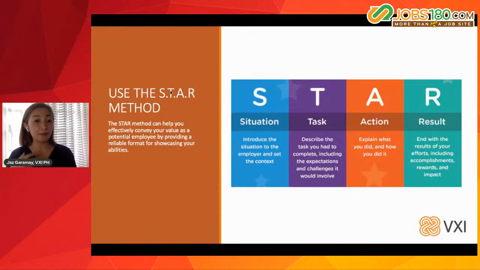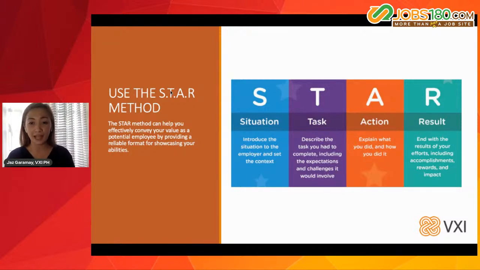So first I have to tell the situation. Next is the task. The letter T is for task. Describe the task you had to complete, including the expectations and challenges it would involve. You just have to share the task that you had to do in order to accomplish the context.